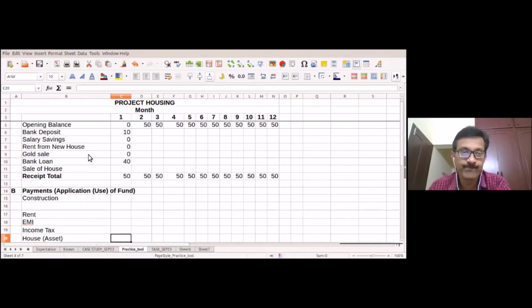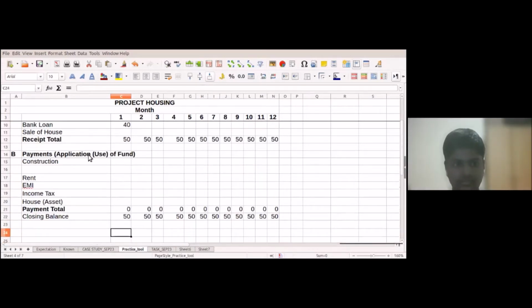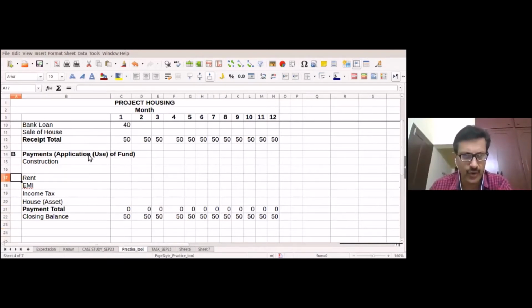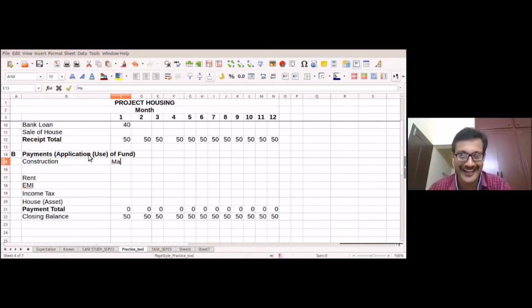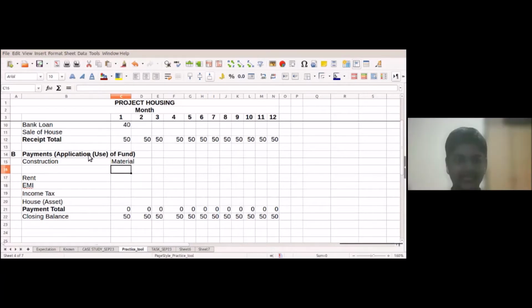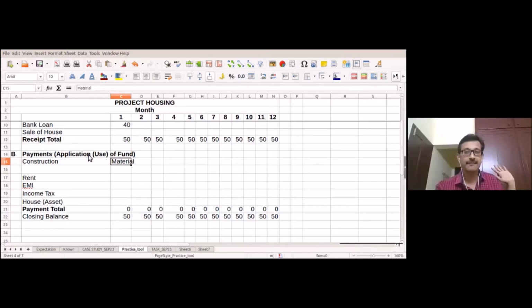So now payments. You want to go into the payment? Okay, you go into the payment. So construction, at first we need to pay about, I think first we need to pay for the materials, the first month. I cannot write material here, that is in your mind. I will not write anything except positive integers here, and 0 also. So maybe 10 lakhs.